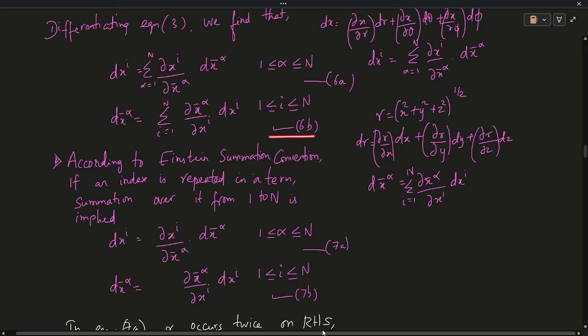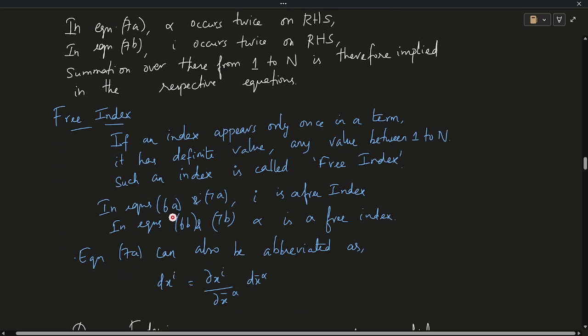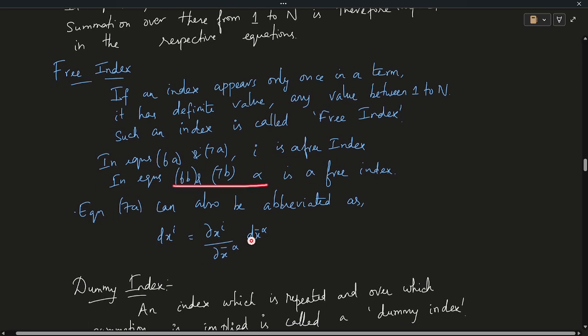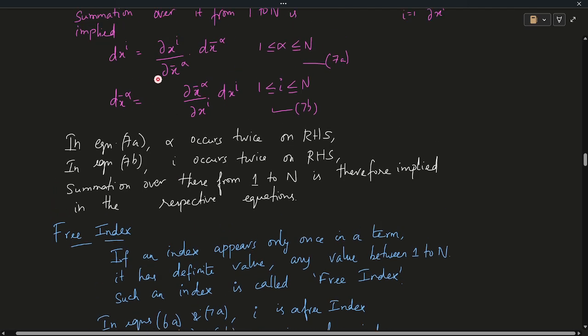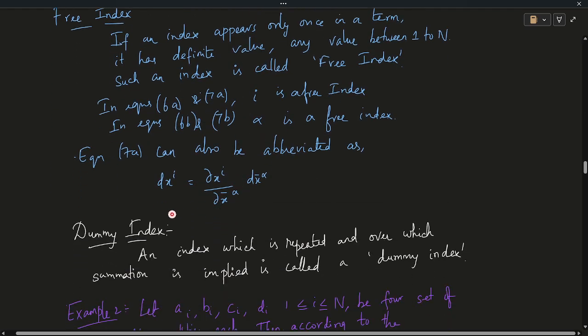In equations 6b and 7b, alpha is the unique one, so alpha is the free index here. That is what you have written. In 6a and 7a, i is a free index. In 6b and 7b, alpha is the free index. Also, here we have used alpha varies from 1 to n and i varies from 1 to n. That can also be dropped and we can write it this way.